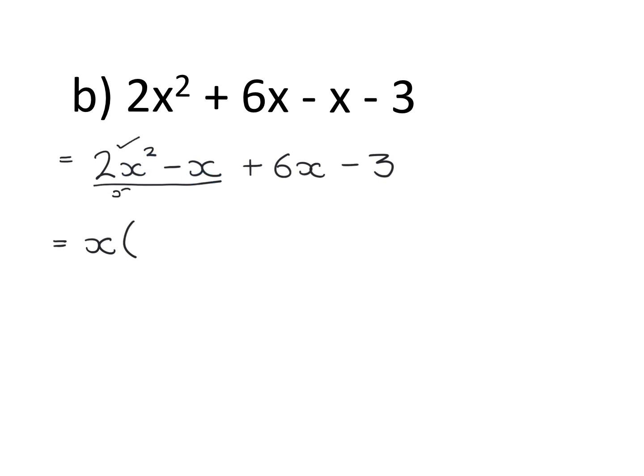So let's do the first one. 2x squared divided by x is just 2x. Okay, on to the next one. So negative x divided by x. Well, that happens to be just a negative 1. Now let's close the bracket.